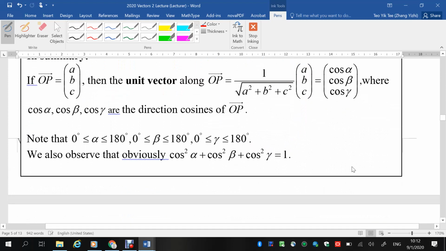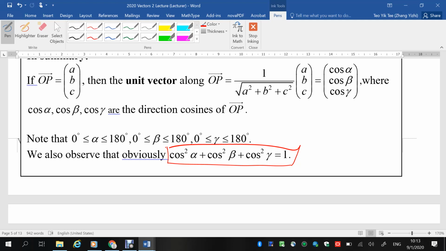Not to stress too much over directional cosine, because this is a new addition to your syllabus, but so far we do not have any questions coming out yet. Can you please highlight this? Cosine square alpha plus cosine square beta plus cosine square gamma is equal to 1. This is one of the key important results that you need to be aware of.